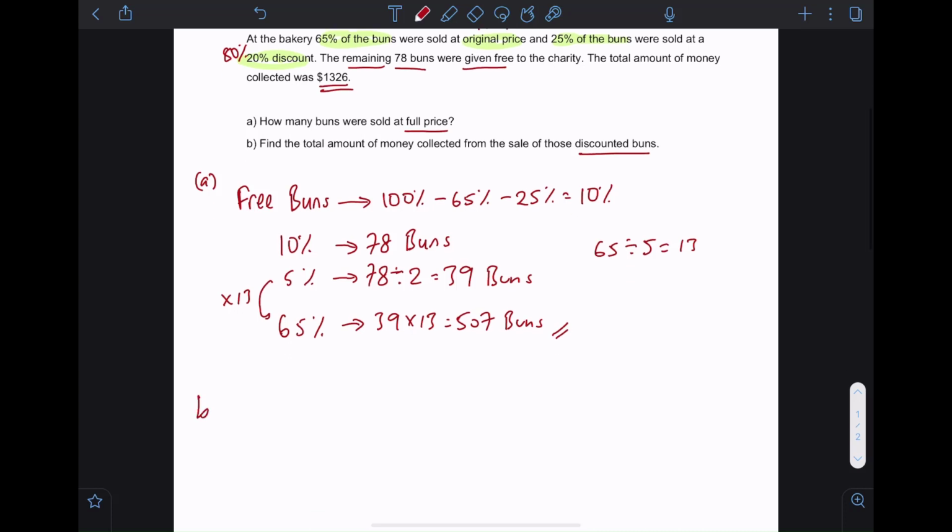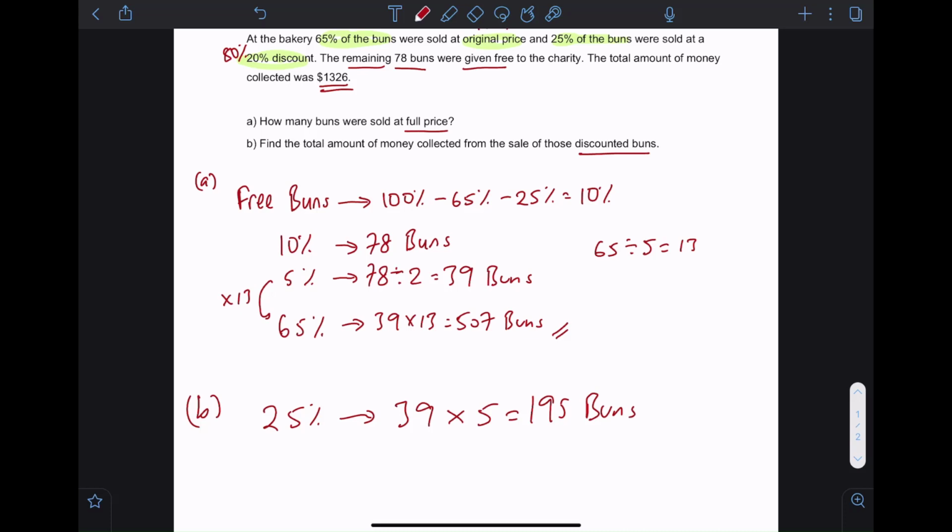Part B. Find the total amount of money collected from the sale of those discounted buns. First up, let's find how many buns were sold at the discounted price, which is 25% of all the buns. So we know that 5% represents 39 buns. And we can then find 25%, which is 39 multiplied by 5. Why is that so? Because when you go from 5 to 25, you times 5. So 39 times 5 as well, and you'll get 195 buns.